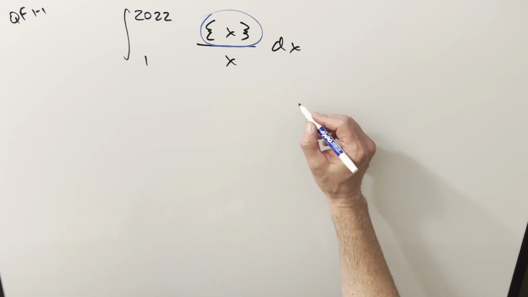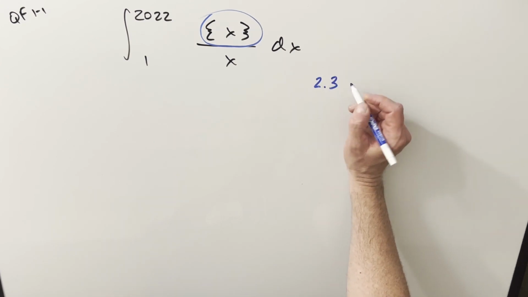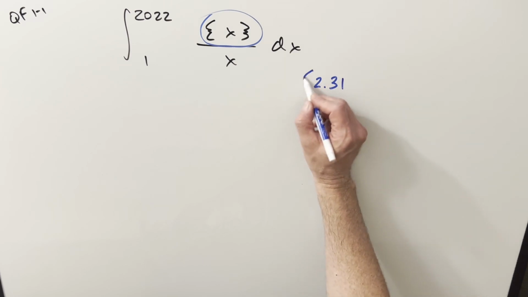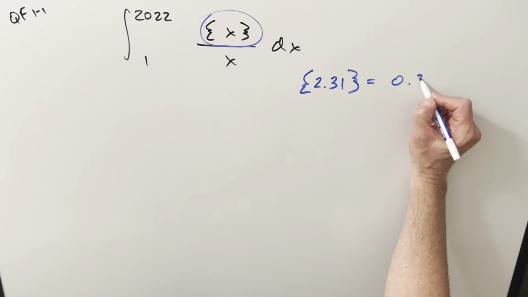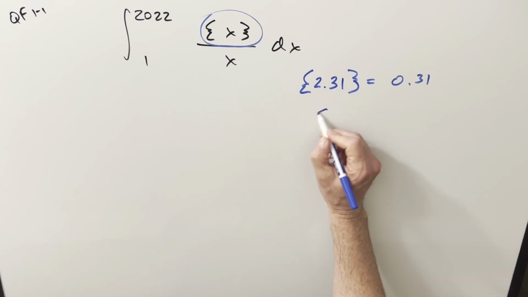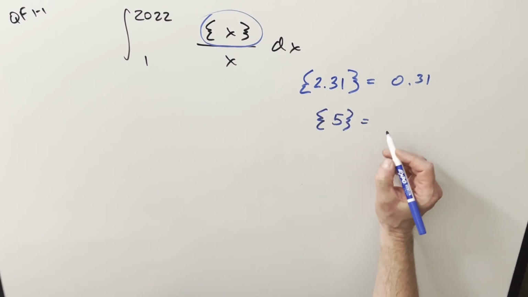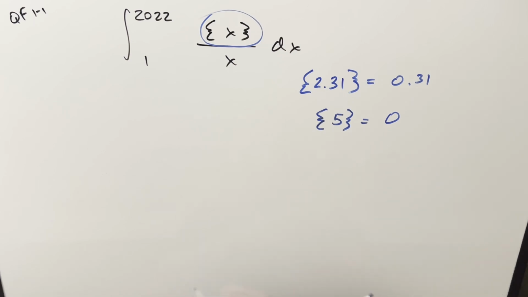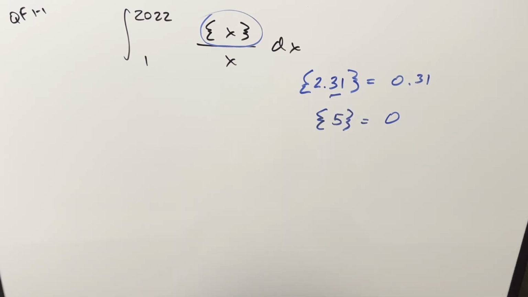For that, maybe the best way to start is with an example. If you've got something like 2.31 and you want the fractional part of that, that's just going to be 0.31. If you had an integer and you wanted the fractional part of, say, 5, it's just going to be 0. So pretty straightforward. With whatever the value is, you want just the fraction part.